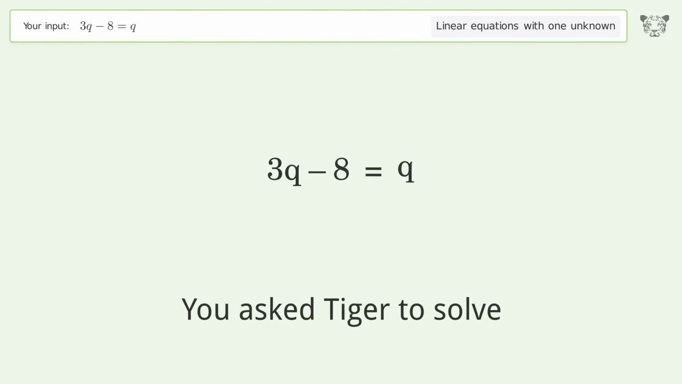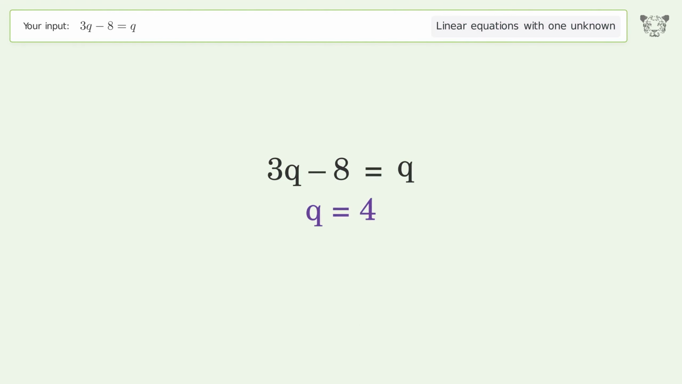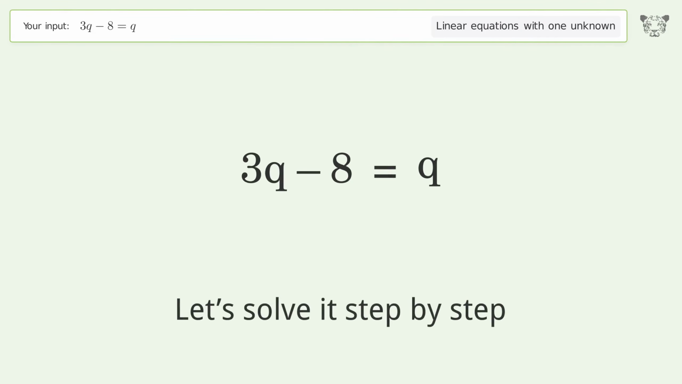You ask Tiger to solve. This deals with linear equations with one unknown. The final result is q equals 4. Let's solve it step by step.